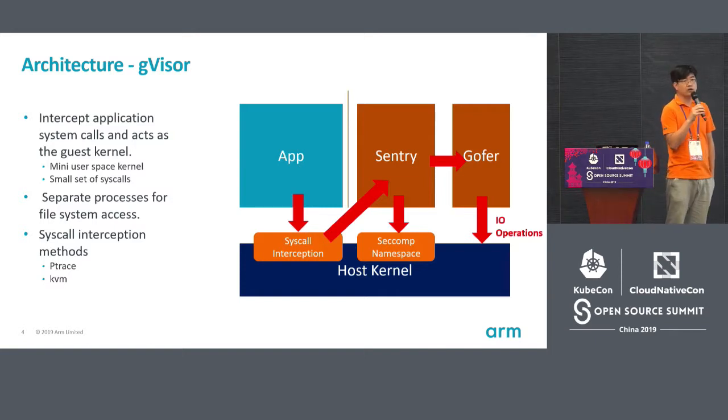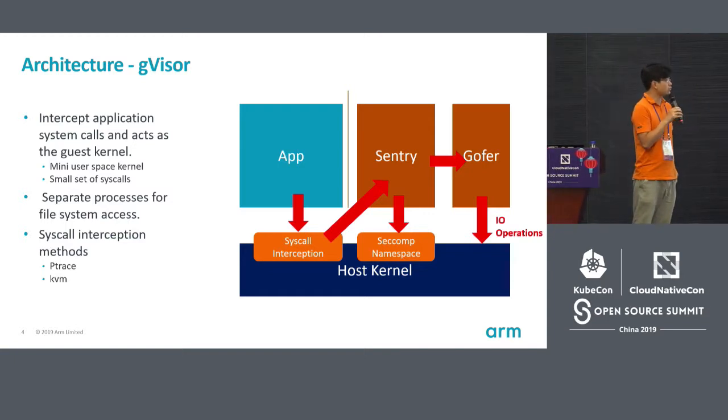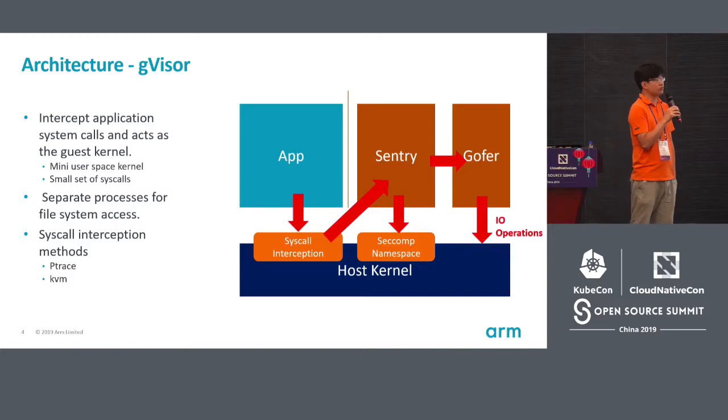So this is a simple architecture of gVisor. For the gVisor architecture, just remember the number 3. The first is the Sentry, the user space kernel, the second is the platform, and the third is the Gofer, which is mainly for I/O operations.